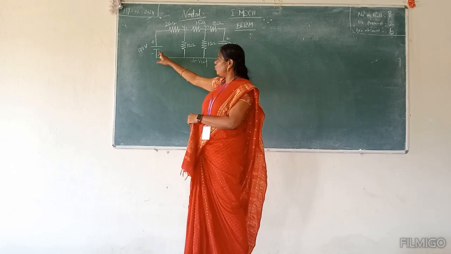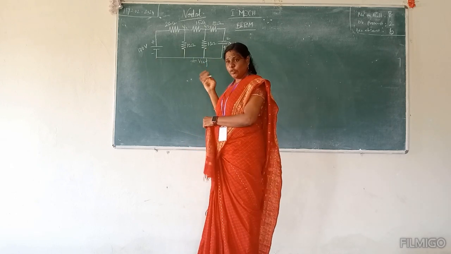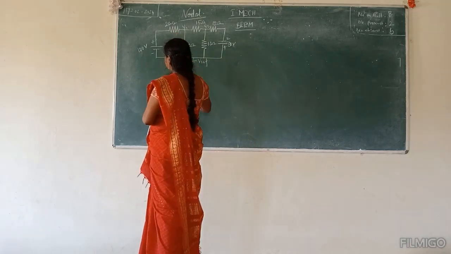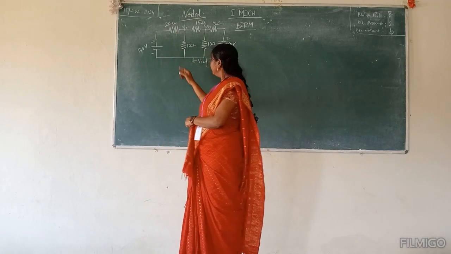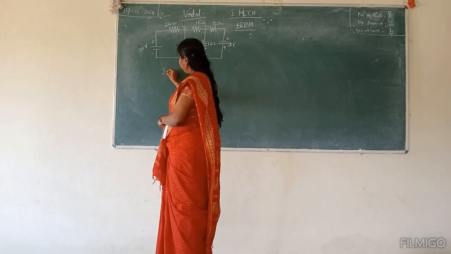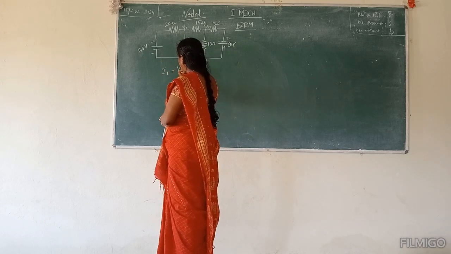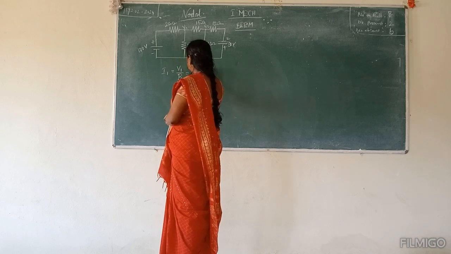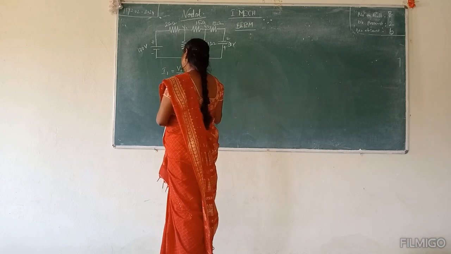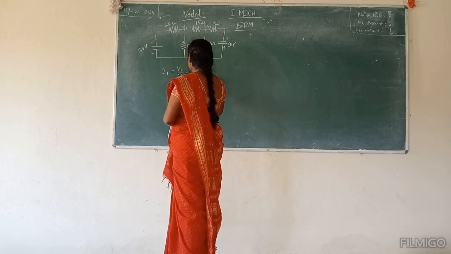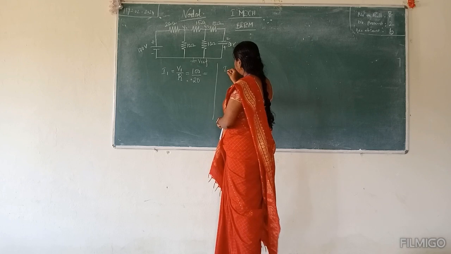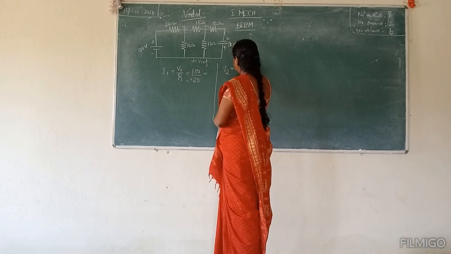We should see whether it is a voltage source or current source. We know both are voltage sources, so we should convert them into current sources. Okay? Right? So we will take the first node. I1 is equal to V1 by R, which is equal to 100 by 20. And I2 is equal to 80 by 10.